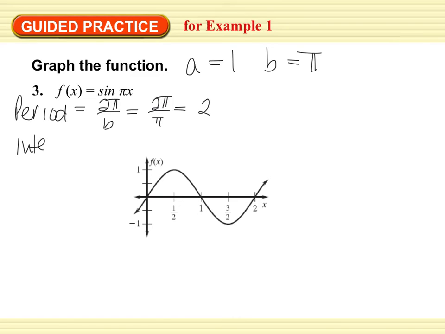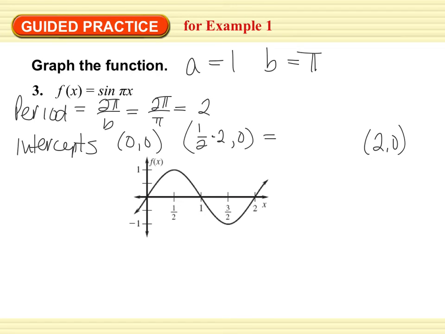If we do our intercepts, we're always going to start at 0, 0 and end at 2, 0. That middle one is going to be halfway. So 1/2 times 2, 0, which equals 1, 0. So I have 3 intercepts, which I can graph 1, 2, 3. And then a max, which is halfway.